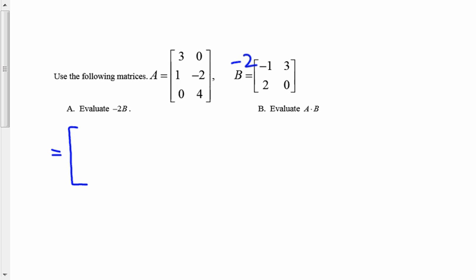So -2 times -1 gives me +2. -2 times 2 gives me -4. Whoops.